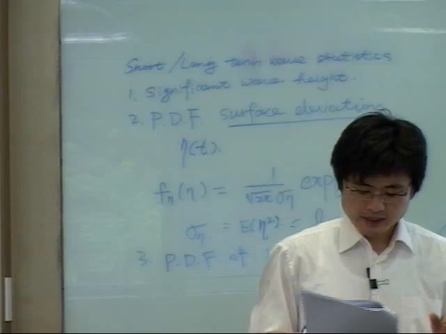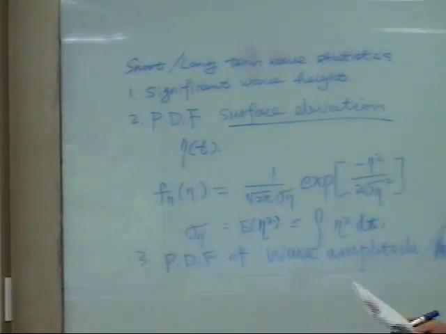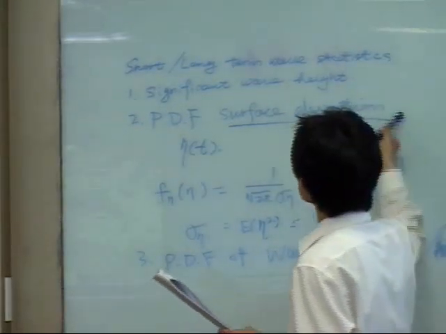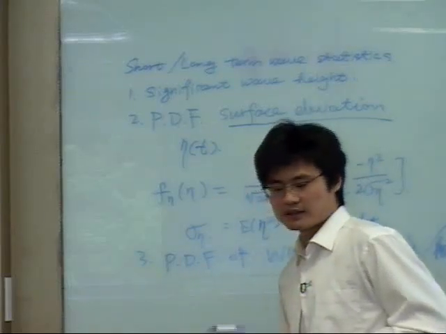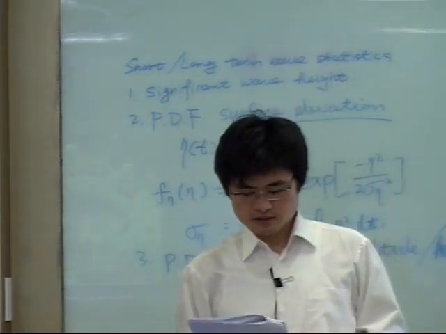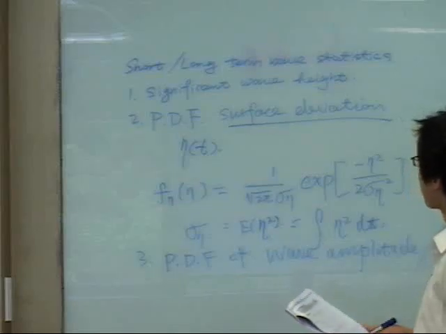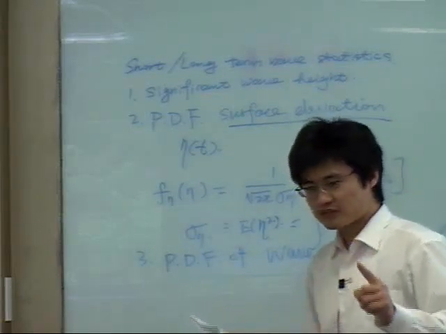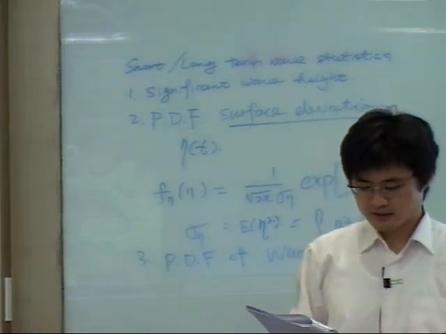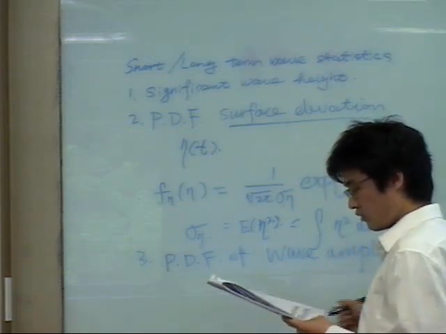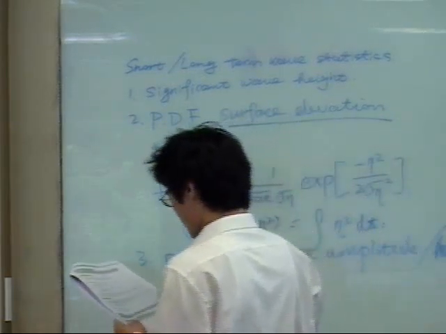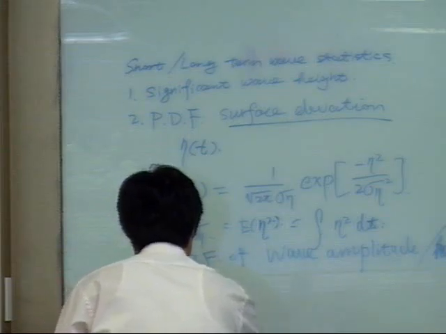So for a narrow band spectra, if the surface elevation follows a Gaussian distribution or normal distribution, we can prove theoretically the wave amplitude follows the Rayleigh distribution, which is like this.